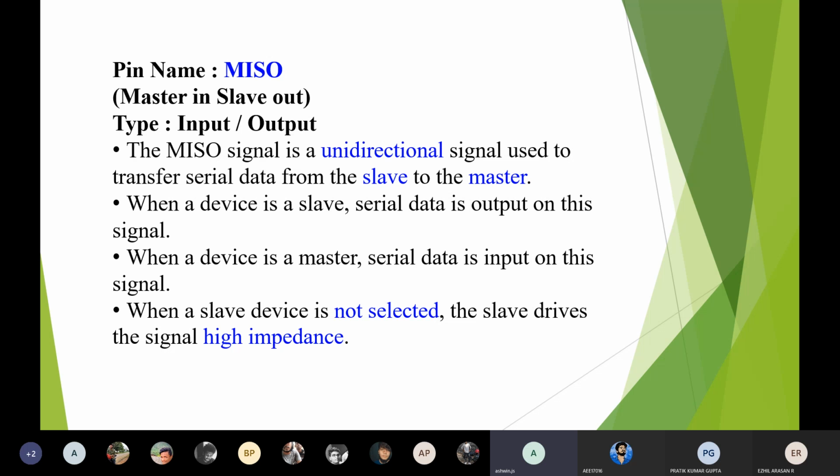The slave will act as the producer of the output, and the master will act as the one taking the input. That is the function given here. If the slave select, SS, is not selected, there won't be any communication. It will be in a high impedance state. So surely, if we want to communicate, the chip select must be activated. Then only can we do the transfer.